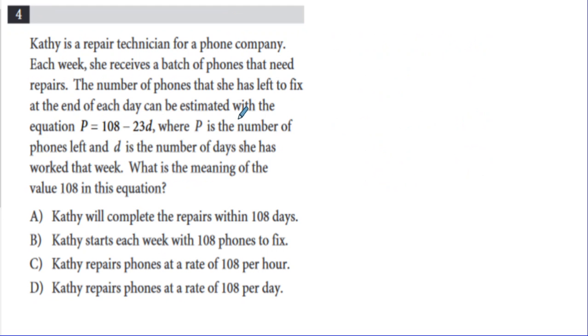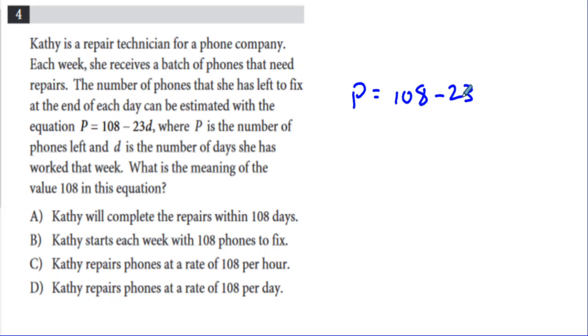All right, problem number 4. Kathy's a repair technician. The number of phones that she has to fix at the end of each day can be modeled by this equation where P stands for the number of phones left and D is the number of days she has worked in that week. What is the meaning of 108? So here's what I like to do for this one. Again, specific examples are good ways to see what's going on.